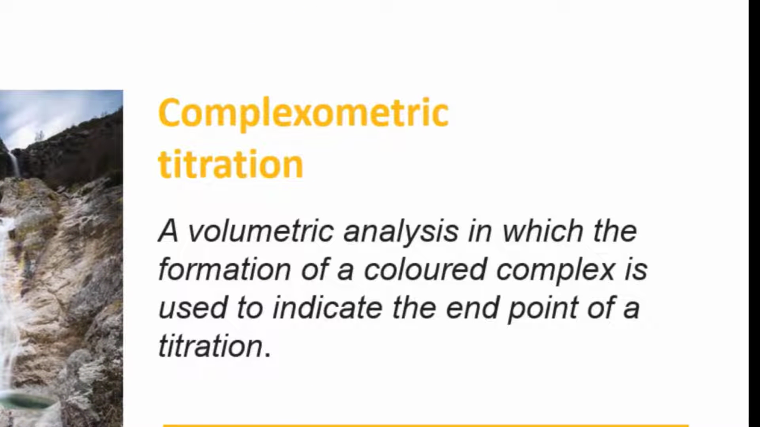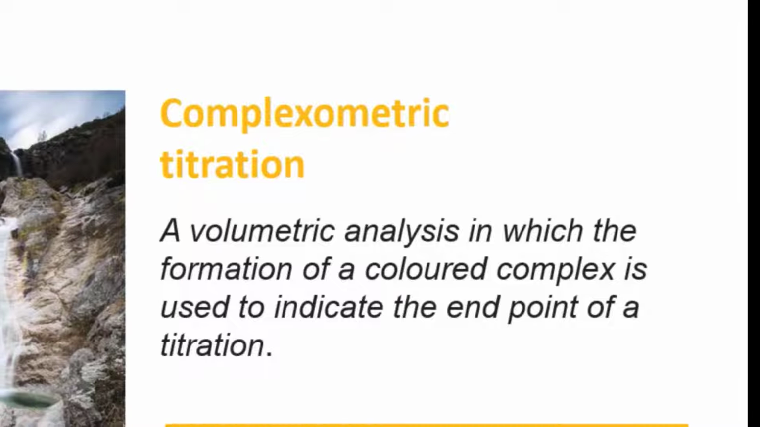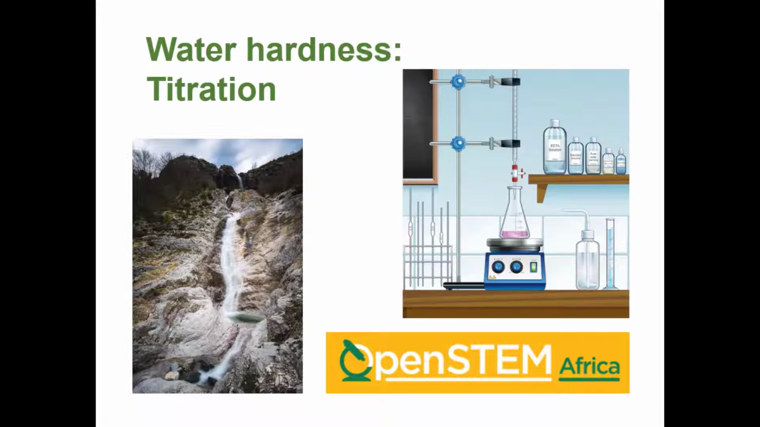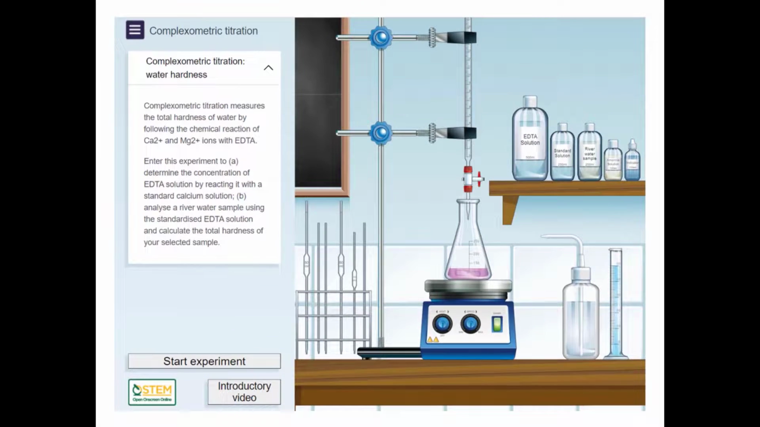This is a volumetric analysis in which the formation of a colored complex is used to indicate the endpoint of a titration. In this experiment, you will investigate the hardness of water samples taken from rivers around the world. This video will show you how to use a virtual chemistry laboratory to measure the total hardness of these river samples by following the chemical reaction of calcium and magnesium metal ions with EDTA.